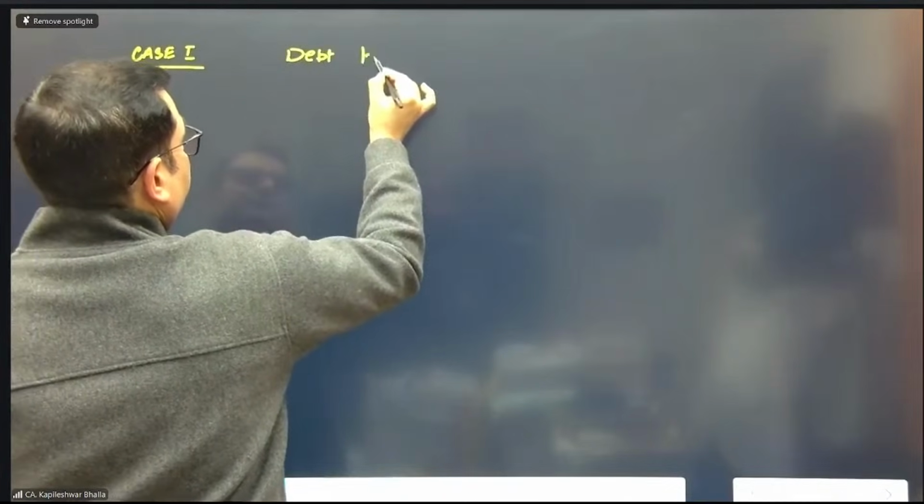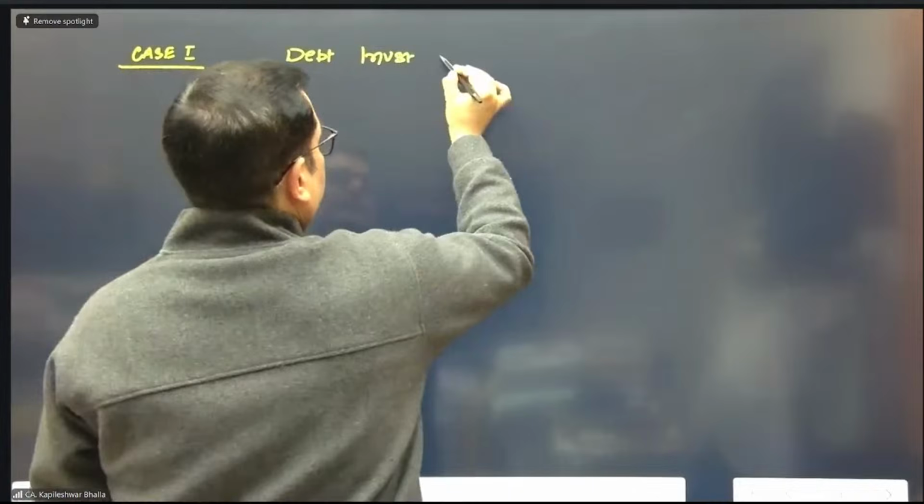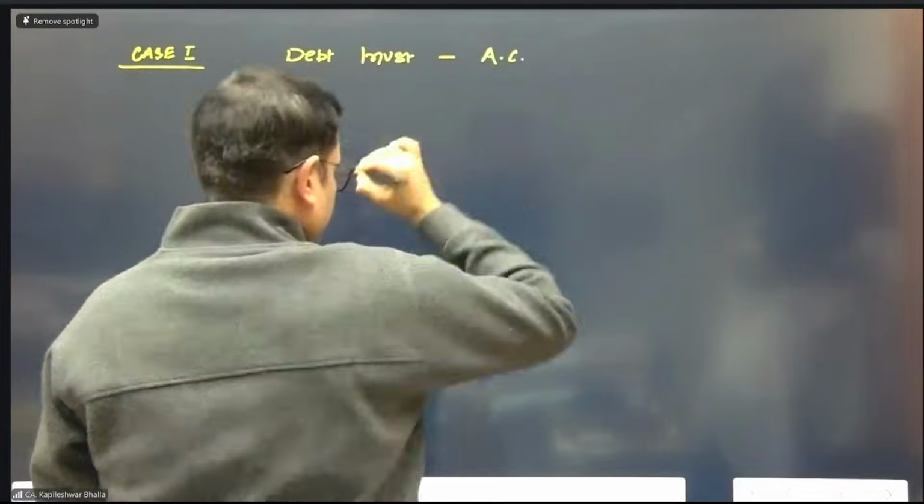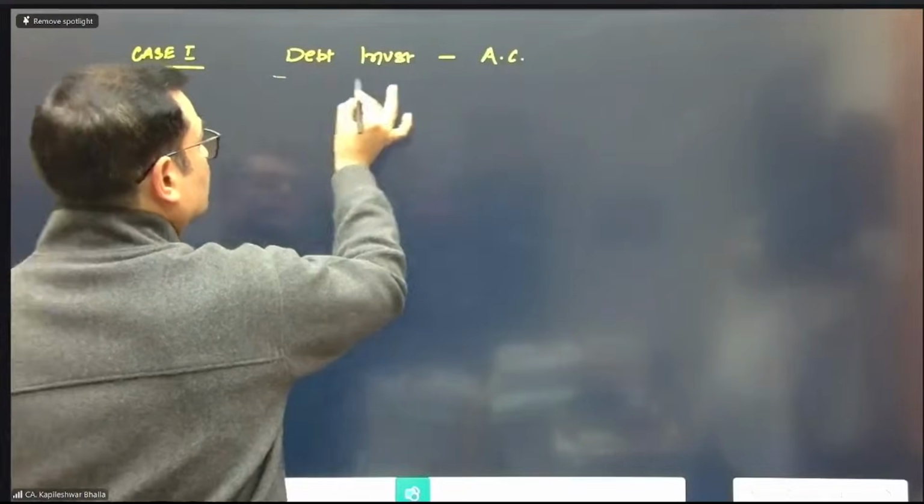So I am first of all taking this question and taking this as case number 1. This is the case number 1. It is a case of debt investments, and this is measured at AC, that is amortized cost.